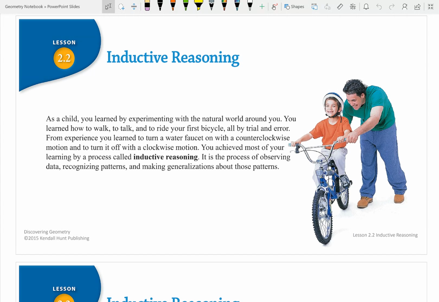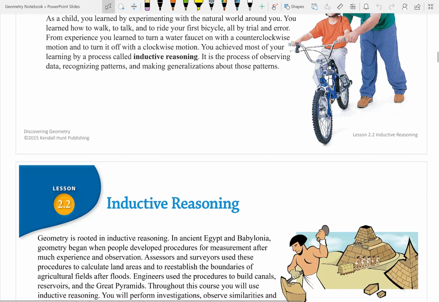As a child, you learned by experimenting with the natural world around you. You learned how to walk, to talk, and to ride your first bicycle, all by trial and error. From experience, you learned to turn a water faucet on with a counterclockwise motion and to turn it off with a clockwise motion. You achieved most of your learning by a process called inductive reasoning. It is the process of observing data, recognizing patterns, and making generalizations about those patterns.